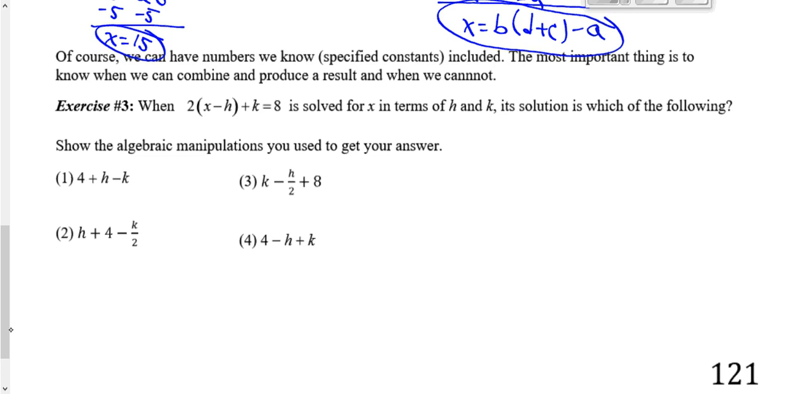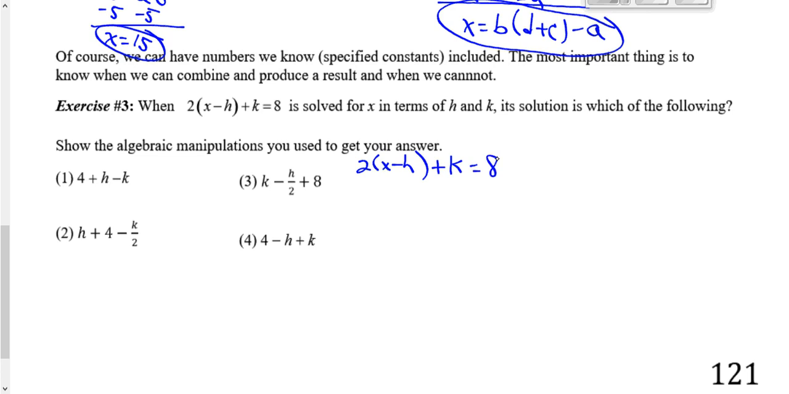You just distribute and do it like you normally would. Well, I don't know that I'd really need to distribute so much. I could distribute, but I don't feel like it. Remember, there's a couple of ways. Let's just jot this down real quick: 2 times the quantity x minus h, plus k, equals 8.